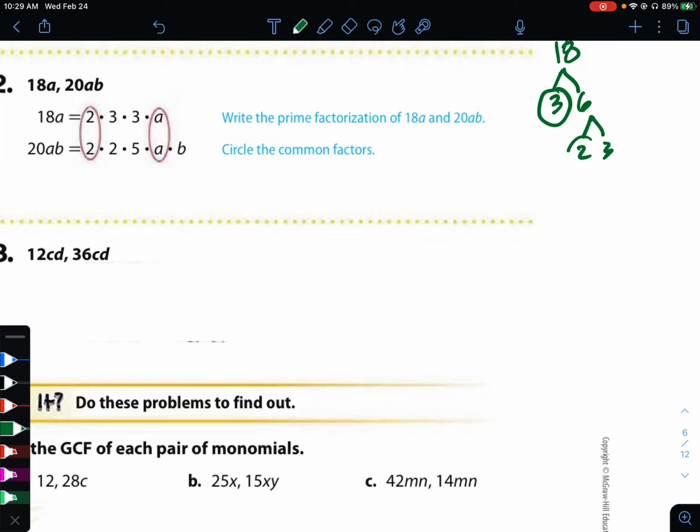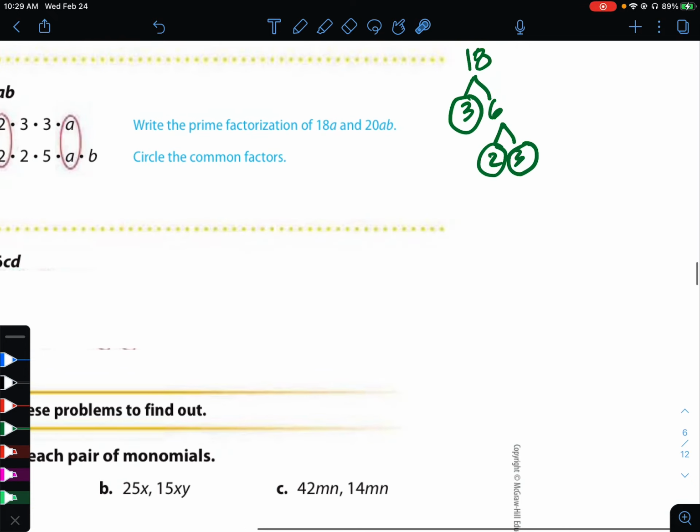6 is not prime, but 2 and 3 are. I circle both of them after that. Sorry, 2 and 3 are prime. And that's how you got 2, 3, and 3. And simply put the a at the end. Okay, 20ab is the same thing.